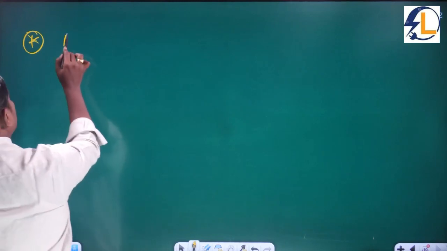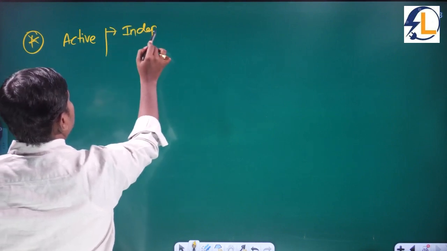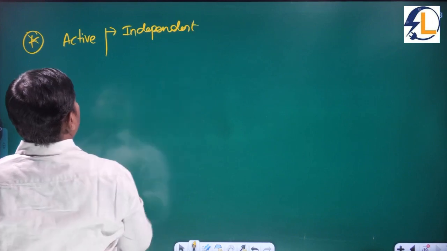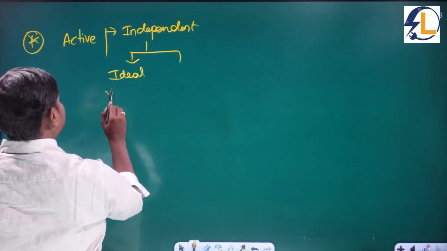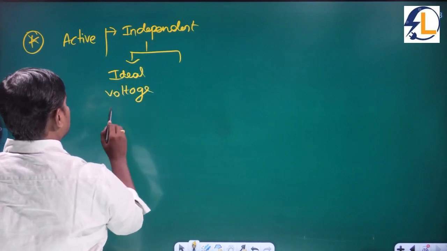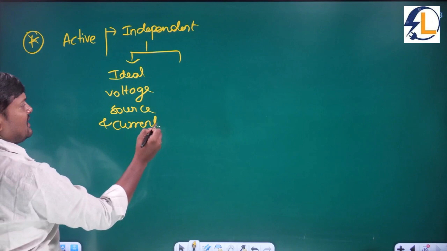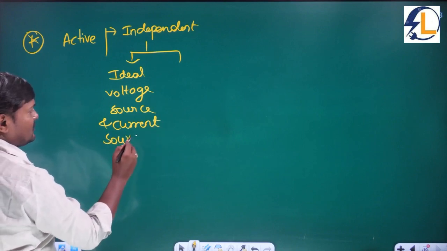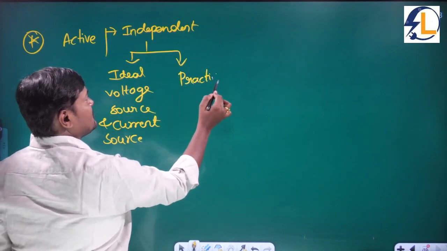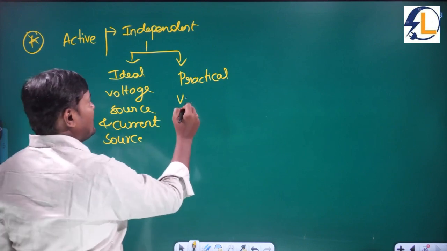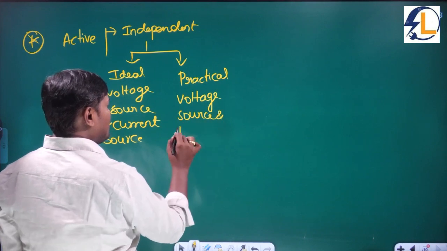In these active elements we are having independent. In this independent we are having ideal voltage source and current source, and practical voltage source and practical current source.